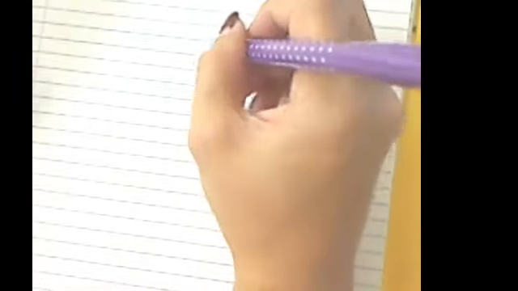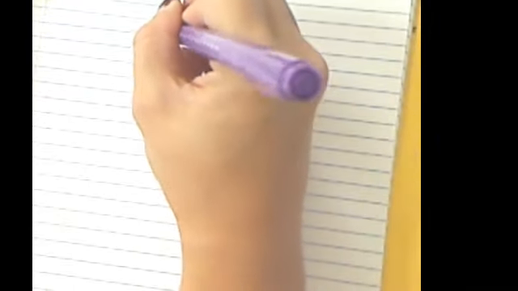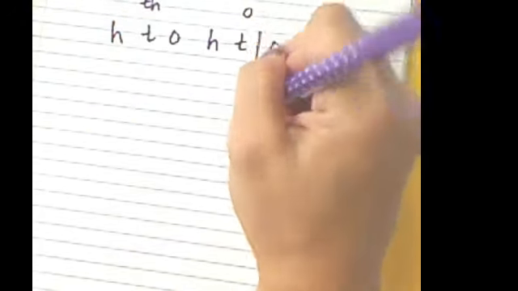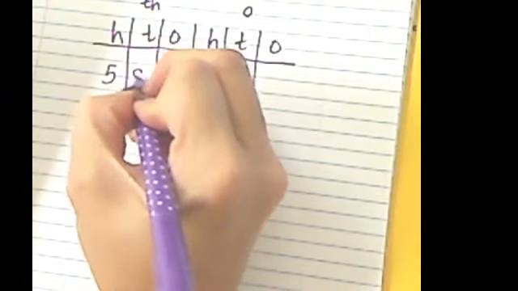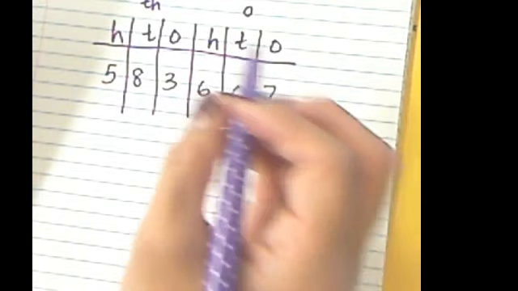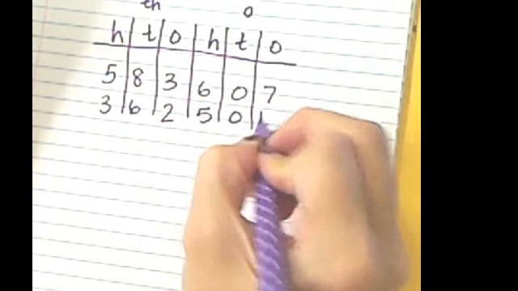So let's make one real quick. Okay, so there's my place value chart. And let's fill in those two numbers. Let's fill in 583,607. And then let's fill in 362,501.